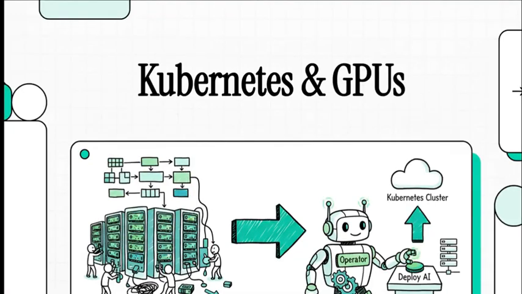Welcome to The Explainer. Today, we're going to dive into a topic that's right at the heart of the whole AI revolution: how to make those super powerful GPUs work seamlessly with Kubernetes.